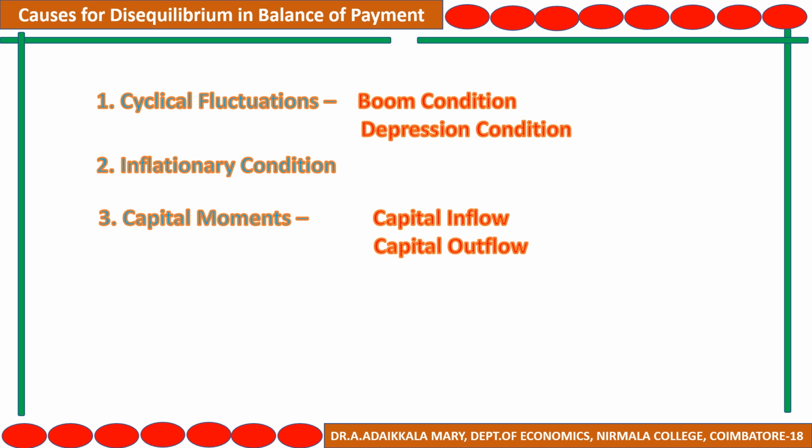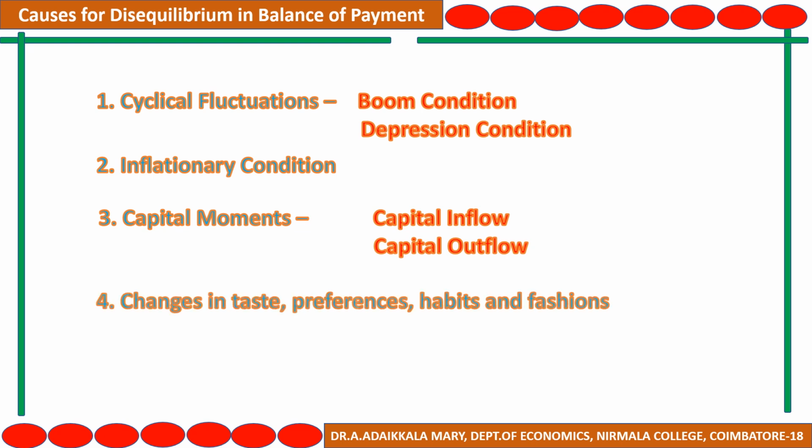Second one, capital outflow. Capital outflow refers to lending of money to other countries. A huge outflow of capital to other countries means huge repayment of money with interest received by the country. This means money coming in is greater than money going out. This leads to favorable balance of payment.